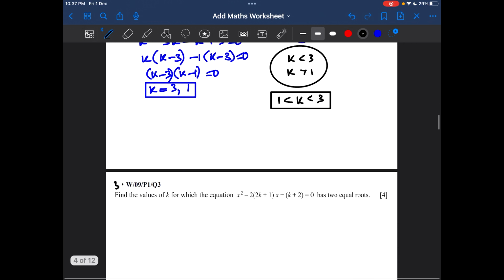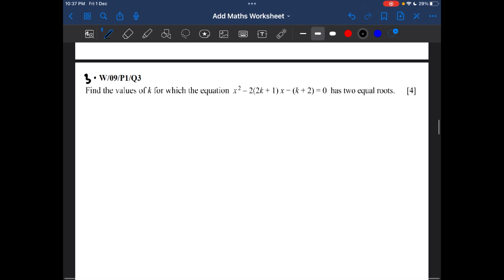Moving on to the next question, it says find the value of k for which the equation x square minus 2 into 2k plus 1 x plus k plus 2 equal to 0 has two equal roots. When we say two equal roots, again this is the nature of the roots. So two equal roots are when discriminant is equal to 0. This is the hint over here: discriminant is less than 0, equal to 0. So we are going to use this hint and find out the value of k here.